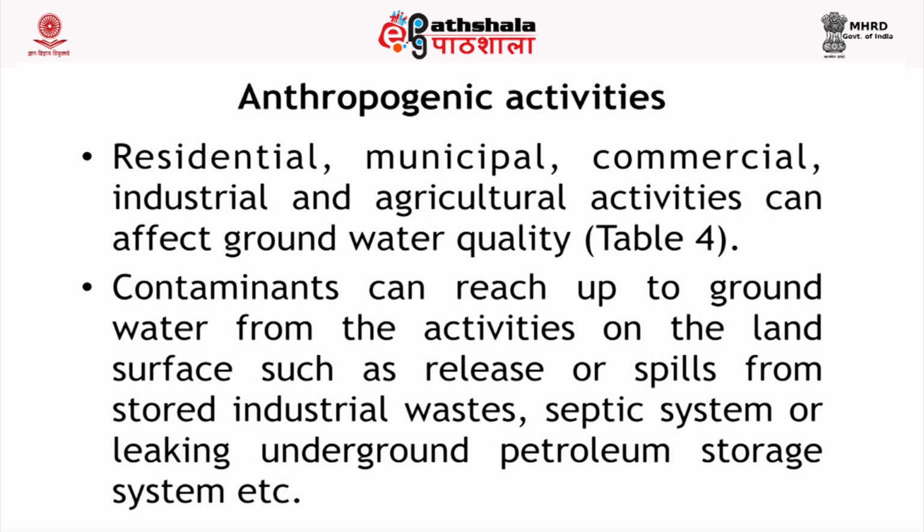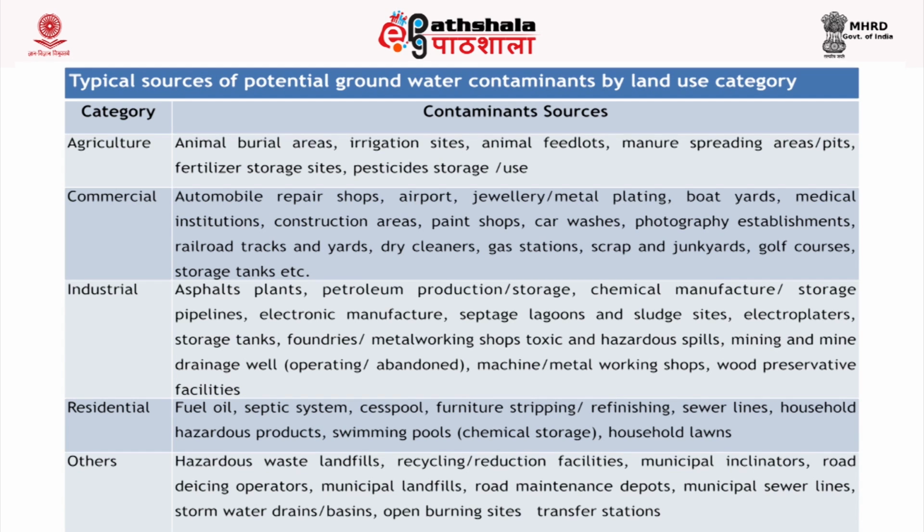Various anthropogenic activities like residential, municipal, commercial, industrial and agricultural activities can affect groundwater quality. Contaminants can reach groundwater from activities on the land surface, such as releases or spills from stored industrial waste, septic systems, leaking underground petroleum storage, etc. In this table we can see various categories and contaminating sources.